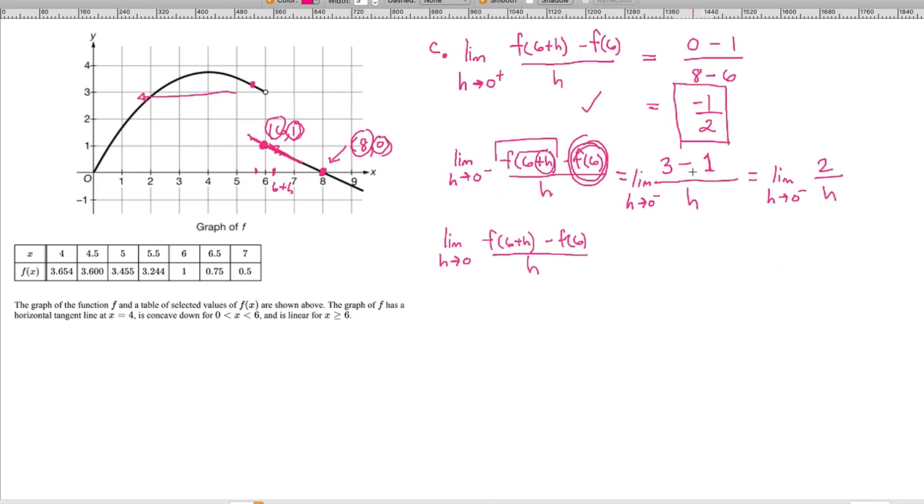That's just 1. Then this h value is going towards 0, which is changing this value, f of 6 plus h, to getting closer and closer to 3. So the top part is tending towards 2, and the bottom part is tending towards 0. And if the top part tends towards a fixed positive or negative value, not 0, and the bottom part tends towards 0, this limit does not exist.